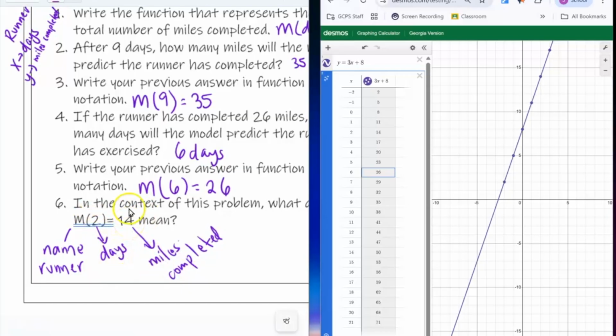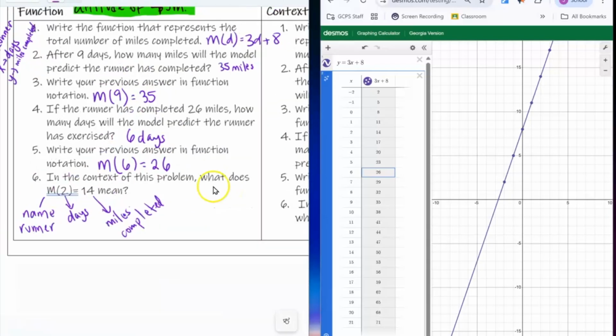Let's see, what else can I do? After 14, this one, it's hard to start on the Y actually. I think I'm noticing a pattern. Don't start on the Y, start on either the name or the X, because the Y is choppy. But I'm going to try it. After 14 miles, the runner had taken 2 days. To complete 14 miles, the runner took 2 days. Yeah, starting with the Y is very, very difficult. So again, any order is fine.